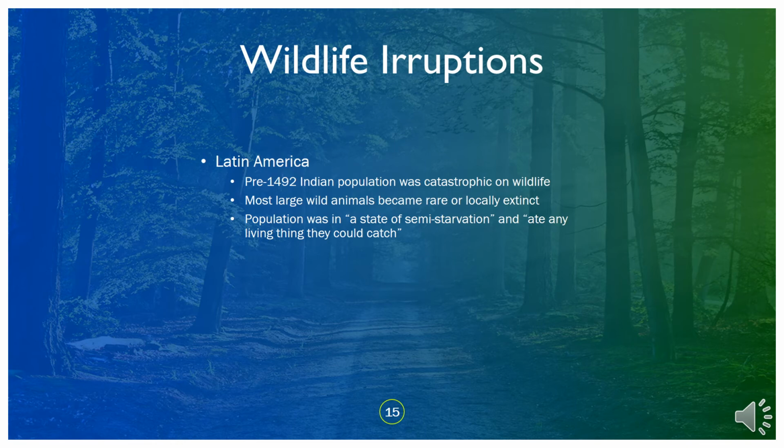In Latin America, pre-1492, the Indian population was catastrophic on wildlife. In fact, most wild animals became rare or locally extinct. And when the Spanish settlers arrived, they saw that the population was in a state of semi-starvation and ate any living thing that they could catch. So you can see that the cultivation and reliance on the land wasn't really strong in this specific native population, but that doesn't mean it wasn't strong in other populations.